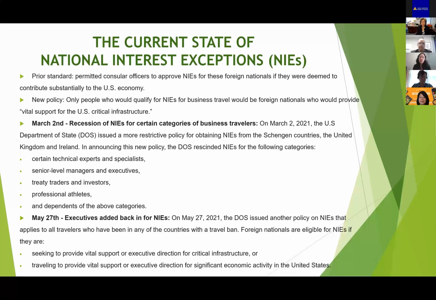Let's fast forward to March from the beginning of this year. The Department of State, which presides over the policies that are instituted by all US consulates and embassies worldwide, decided to issue a more restricted policy for NIEs when they started to rescind certain groups that were on the NIE list. And these included certain technical experts and specialists, senior level managers and executives, treaty traders and investors, which Gerald will actually go into further detail on in our presentation, professional athletes, and then dependents, spouses, and children who are under the age of 21 for these groups of individuals.